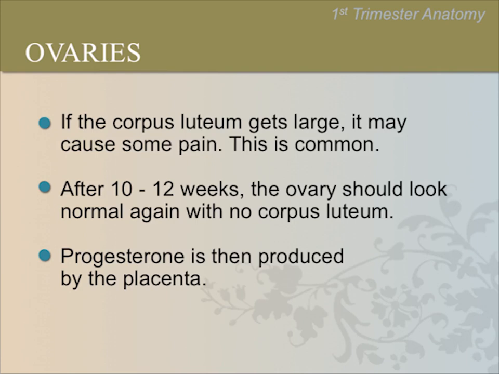If the corpus luteum gets large, it may cause pain. This is common. After 10 to 12 weeks, the ovary should go back to a normal appearance with no visible corpus luteum. Progesterone is then produced by the placenta.